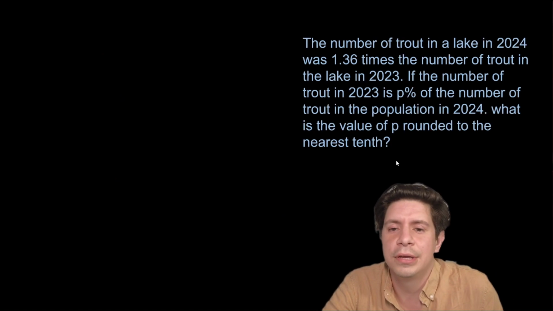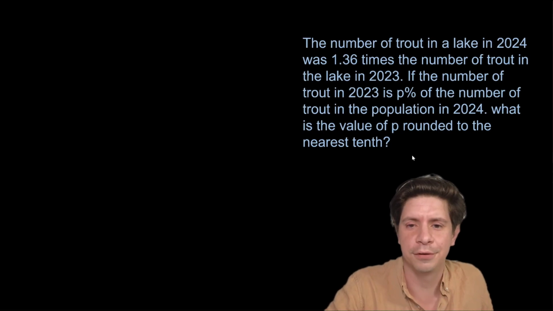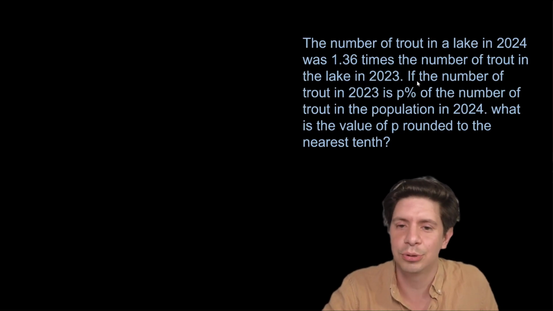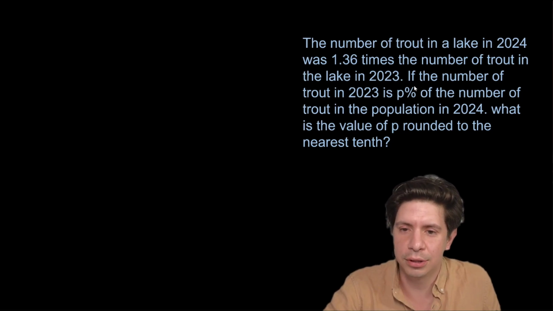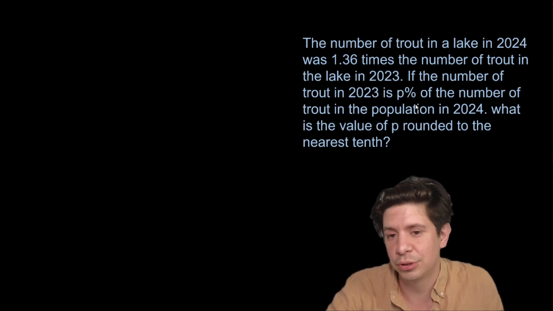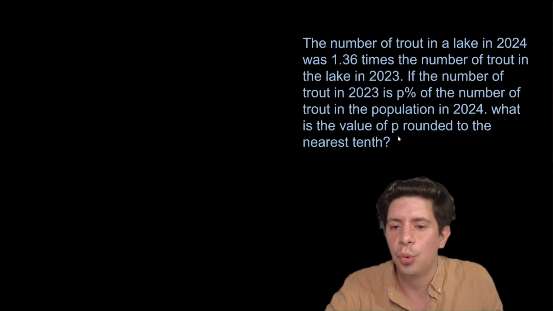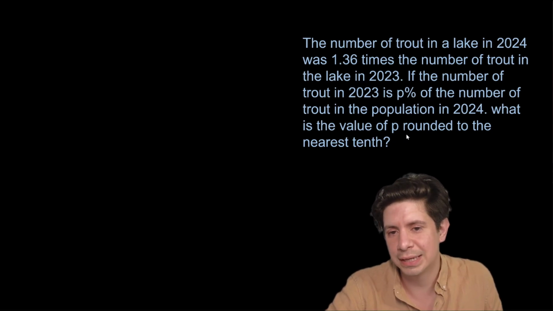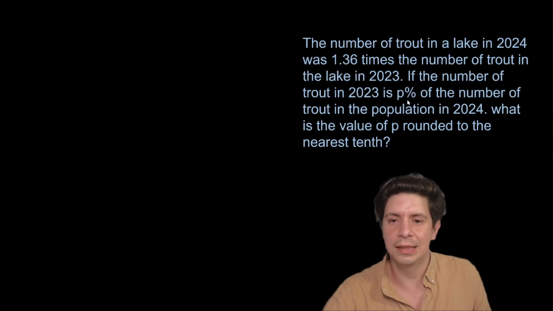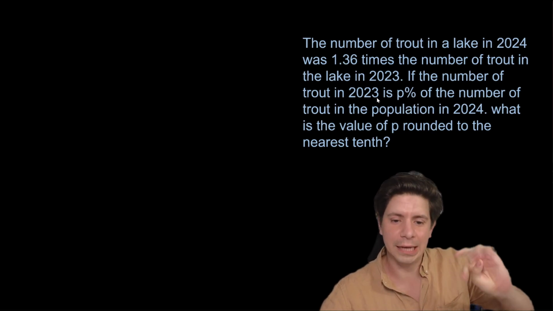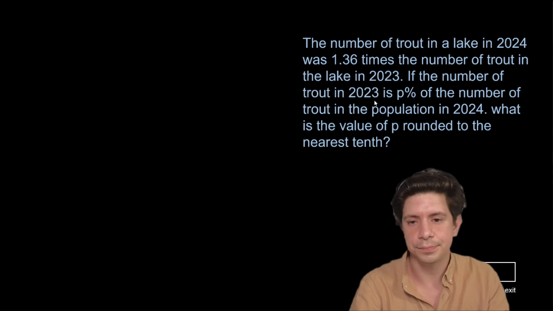All right, now here we have a fun one, one of my favorites. The number of trout in a lake in 2024 was 1.36 times the number of trout in the lake in 2023. If the number of trout in 2023 is P% of the number of trout in the population in 2024, what is the value of P rounded to the nearest tenth? So we're converting a decimal value to a percentage, and the decimal value is sort of an inverted version.